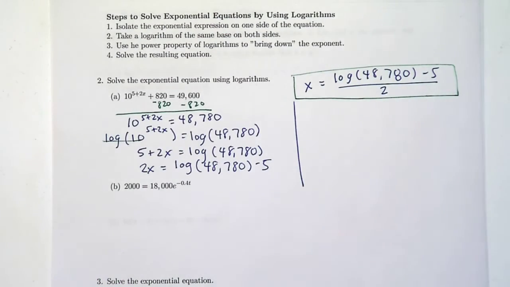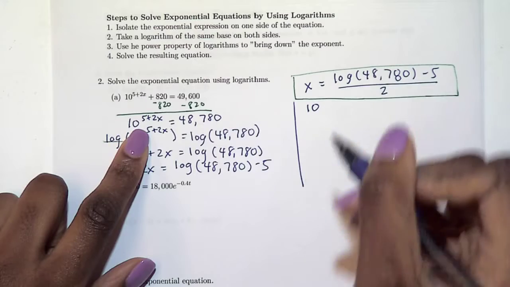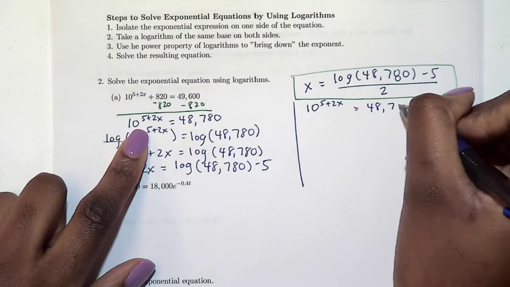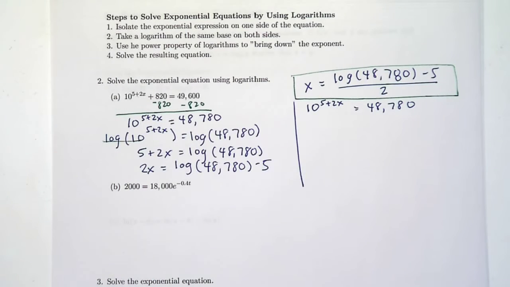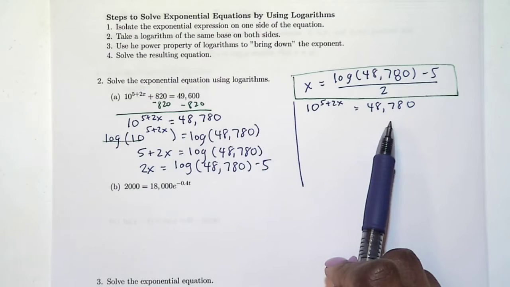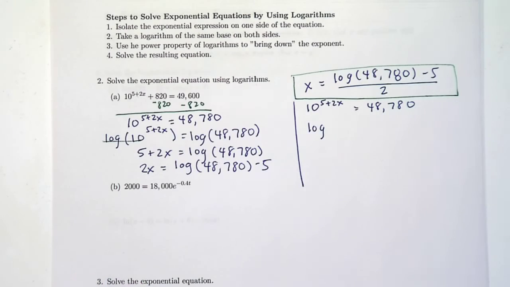Okay, so that's the first way we can do that, by taking the log of both sides. An alternate way to do that is just to rewrite in log form. So for example, if we go back here where we started, 10 raised to the 5 plus 2x equals 48780. If I didn't think that I could take the log of both sides, maybe I could just rewrite this exponential equation in log form, right?